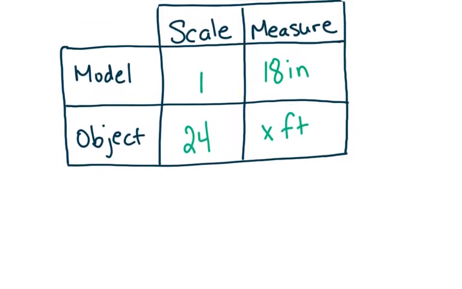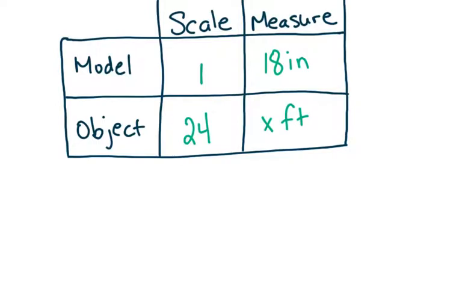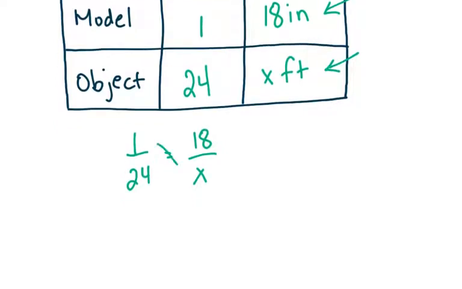We're going to start with making a proportion. So we're going to do 1 over 24 equals 18 over x. And we're going to make sure that we change our inches to feet when we're done. Okay, so we end up with 1x, or x, equals 18 times 24. Then you're going to figure out 18 times 24.